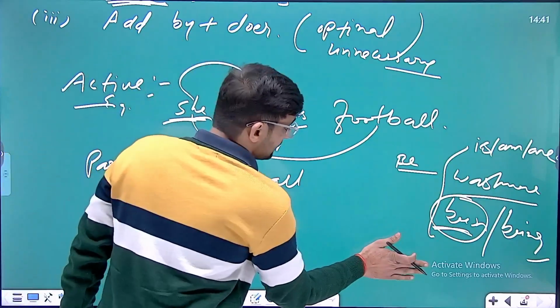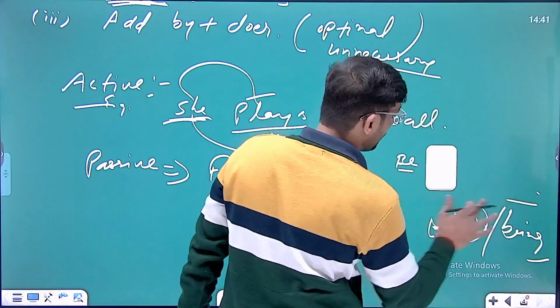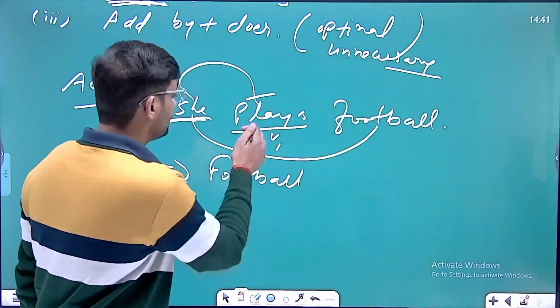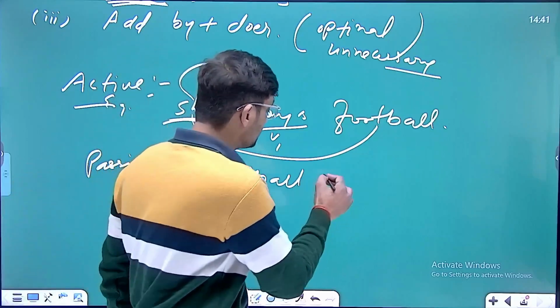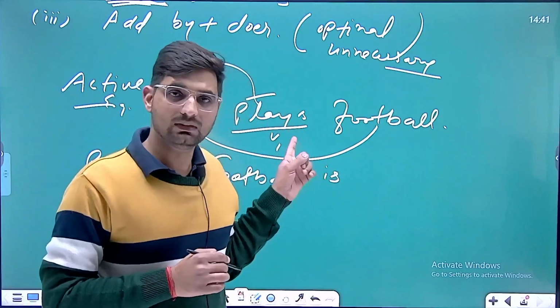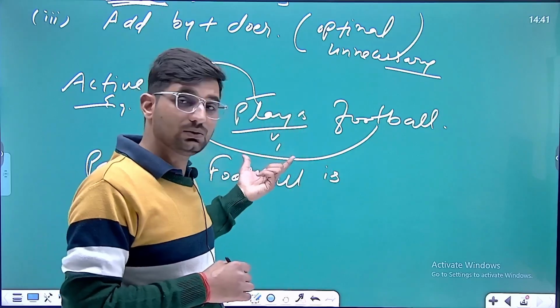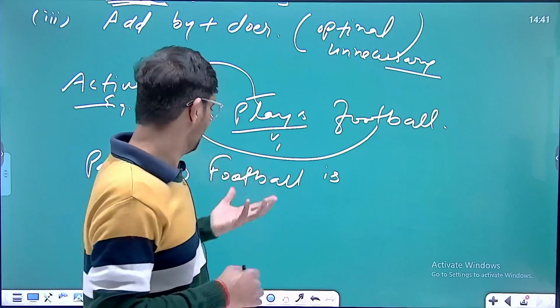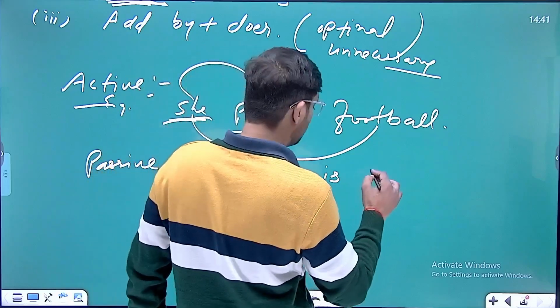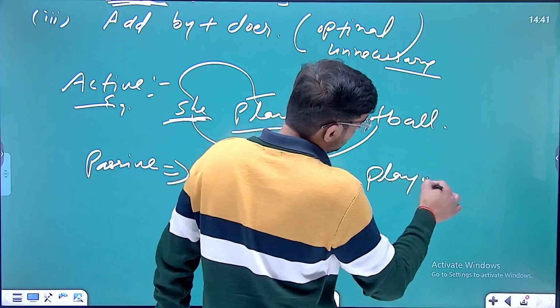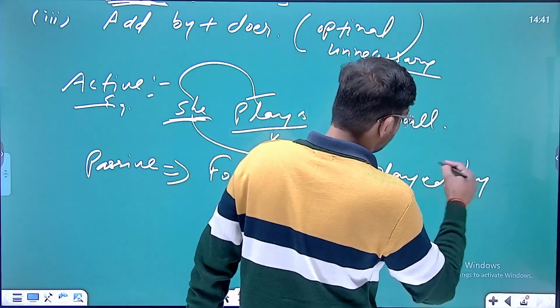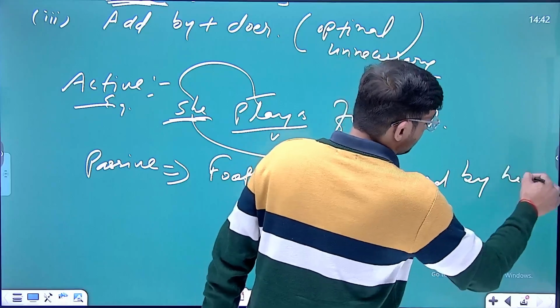It's very simple to change. Football. And if we look at the verb, play, it is in V1, so we'll use B1. If V1, then B1. If V2, then B2. Understood? Okay. Football is, then the third form of the verb, played by her. Clear? Played by her. It's very simple.